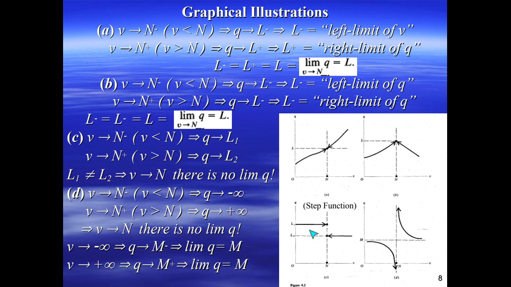So the function consists of two parts. One part up to n is L1. It's a constant function having the value L1. When x or v passes n, it goes over n, then we have another value for the function, which is L2, which is a constant value. So it is the union of two constant functions, L1 and L2. And the line of divide is n.